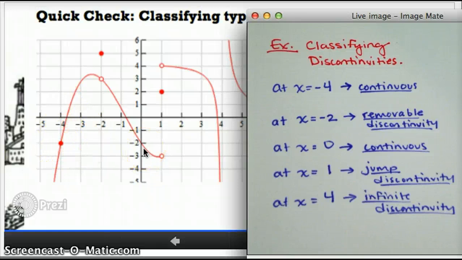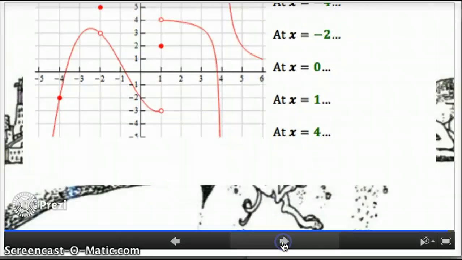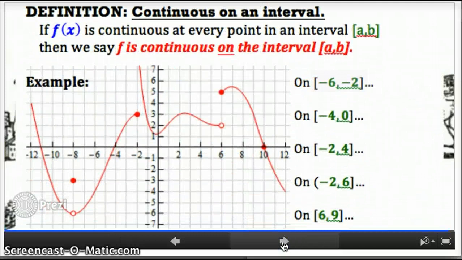For the discontinuous ones, this is removable because the sided limits equal each other. This is jump because the sided limits don't equal each other. And this is infinite, obviously, because we have a vertical asymptote. So far, we've been talking about continuity at a point. But I reminded you at the beginning that there were 3 different ways we could talk about the word continuous. So here's the second one. We say that a function is continuous on an interval, and a and b are going to be numbers, and it can be open or closed parentheses. But we say this if the function is continuous at every point in the interval.